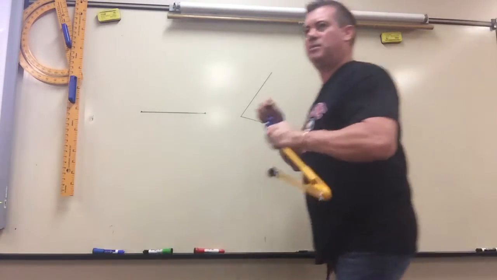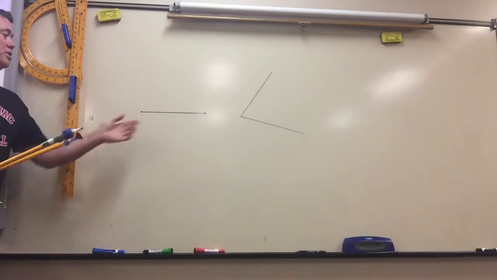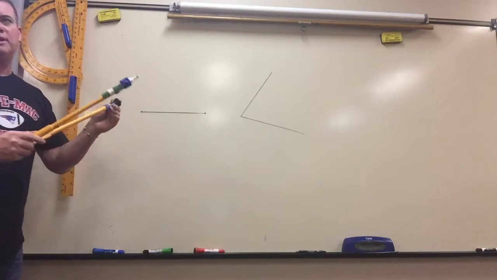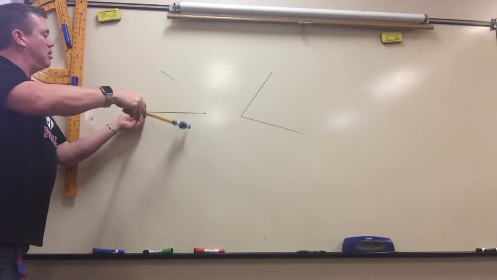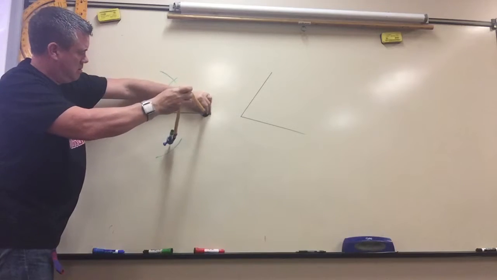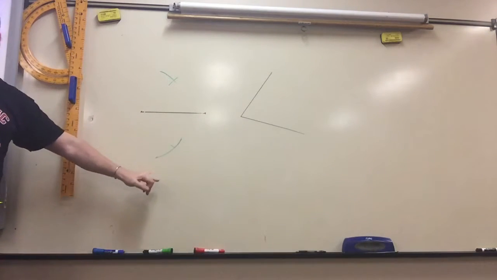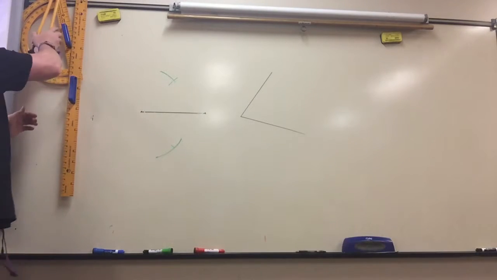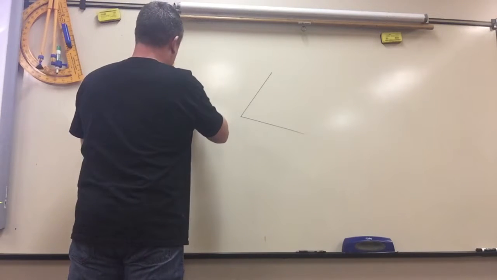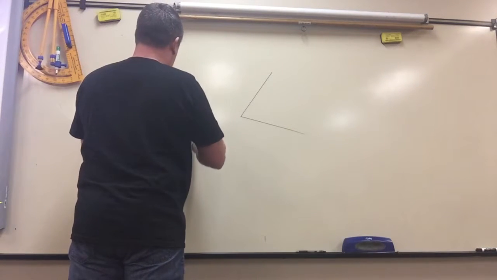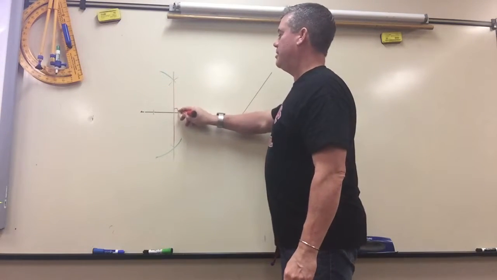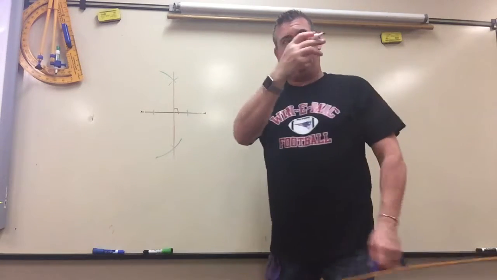To bisect a segment, from each end you open up your compass. It's got to be more than half the distance or else it won't connect. You just make a mark above and below. Come over here, make the same mark, and you get two X's, and then you just connect them. So when you do that, it bisects the segment, but it also makes it perpendicular. So this is called a perpendicular bisector.